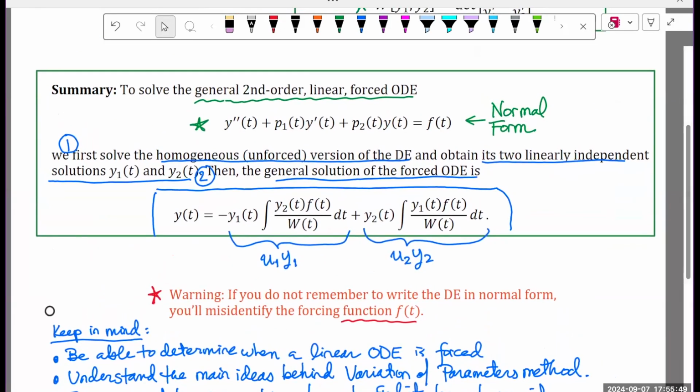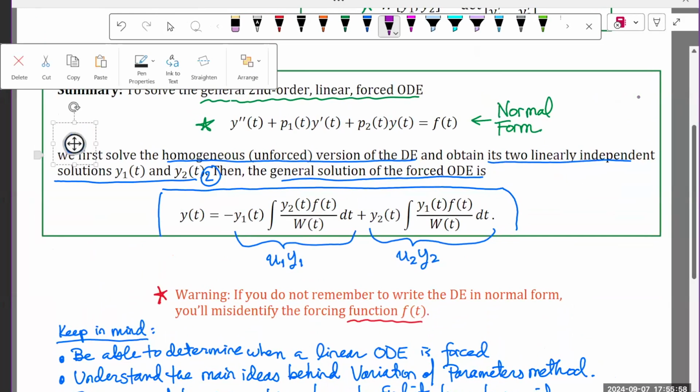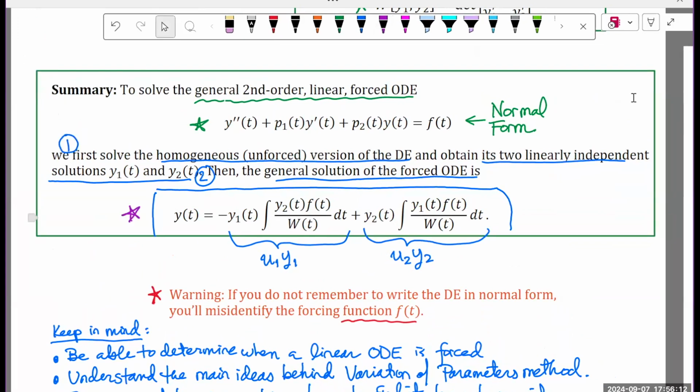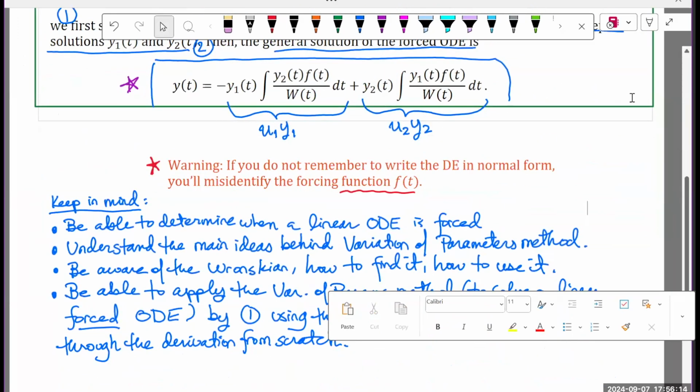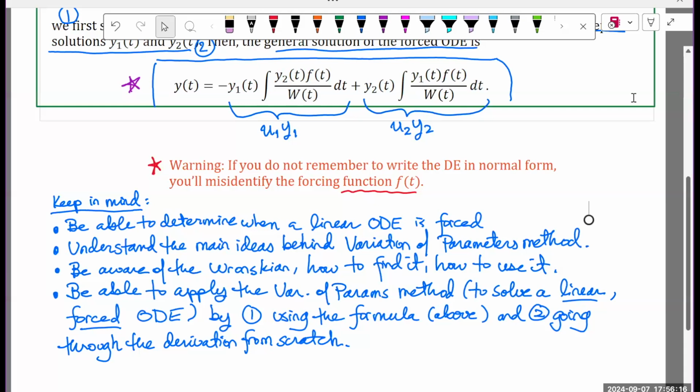To solve a general second-order linear forced ordinary differential equation, we first put it in normal form, and then solve the associated unforced version of the differential equation, find the two linearly independent solutions, y1 and y2, and then we have a formula for the general solution given here. As usual, it is very important to write the differential equation in normal form, or you may misidentify the important components of the formula. Let's get to some practice.